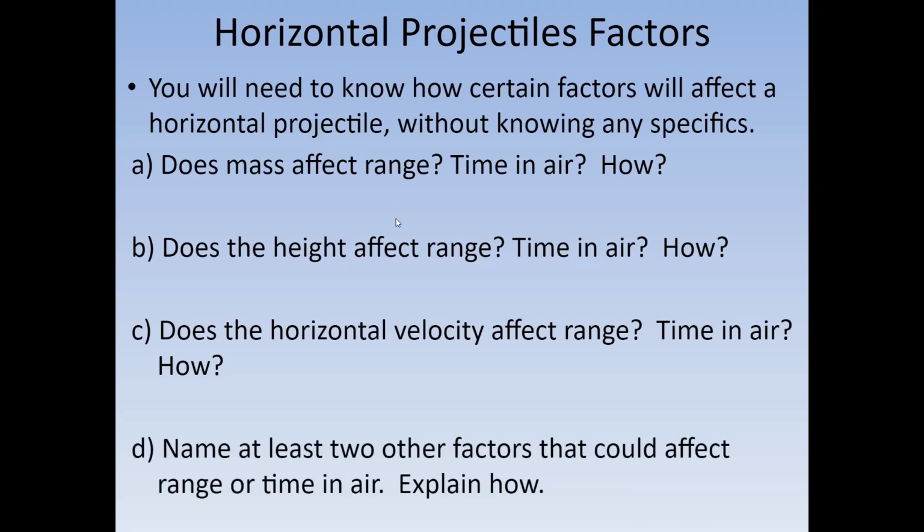And then you could think about two other factors that could affect the range or time in the air. So gravity's one. Gravity's a major thing. You should know how gravity affects range or time in the air. If you increase the gravitational acceleration, objects are going to fall at a much faster rate. So we know that the time in the air is going to change because that is a y value. If the acceleration increases, then the time in the air should decrease because it's going to land faster. And if that time decreases, we know that the range should also decrease.